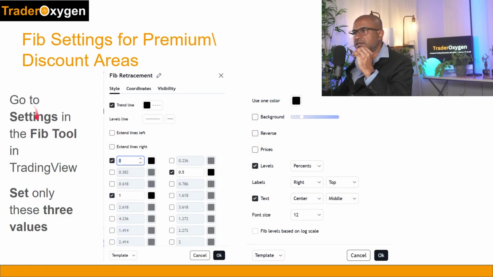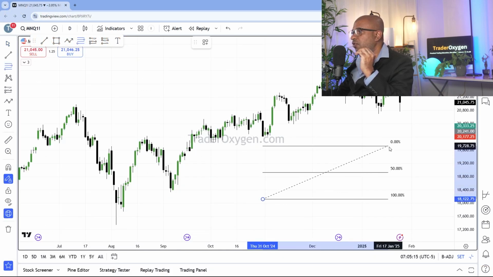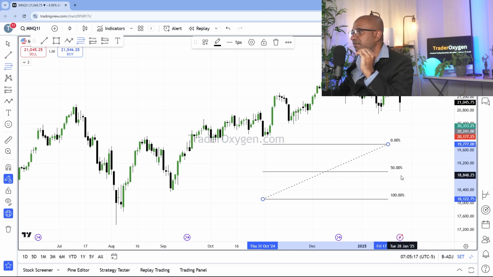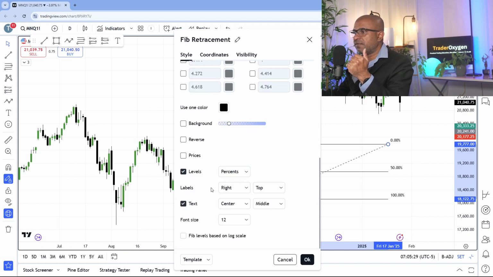Okay, so now let's see how to set the fib settings for the premium and discount areas. What you do is in TradingView, you will take the fib tool and you go to the settings of the fib tool and you just set only these three values. Take the fib tool over here, you just grab the fib retracement tool and you just draw it. When you draw, you may not see these levels. Just click on settings and simply go and type these three values here. That's it, and make sure you put the level like this.